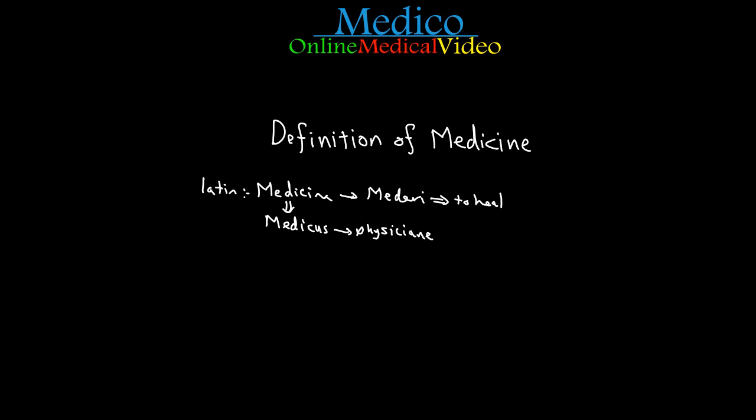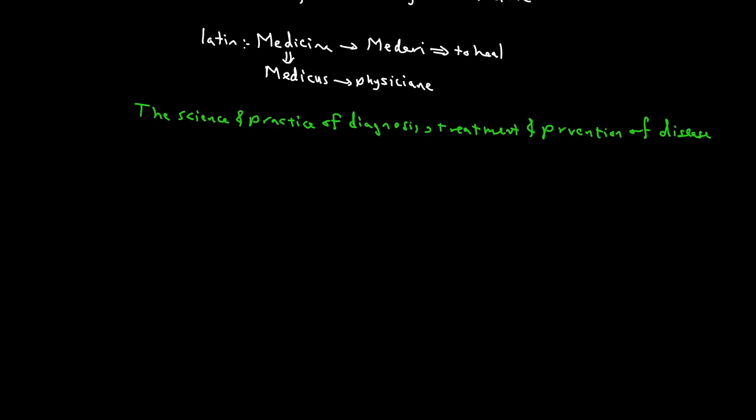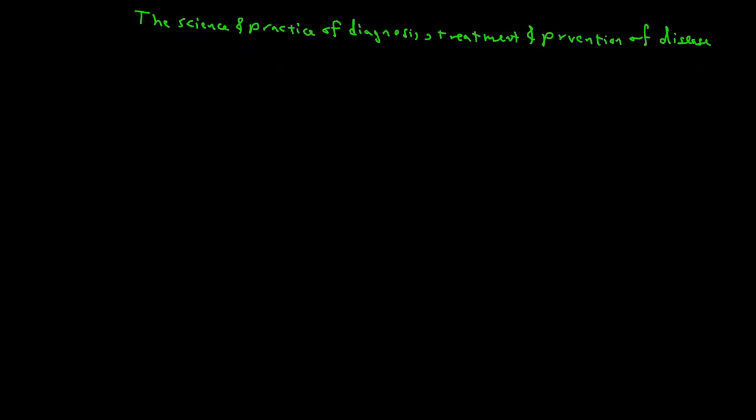Now, medicine as a discipline and as a science can be defined as the science and practice of diagnosis, treatment, and prevention of disease. This is a simple definition: the science and practice of diagnosis, treatment, and prevention of disease. Now, in order to understand this definition, we need to go through it.